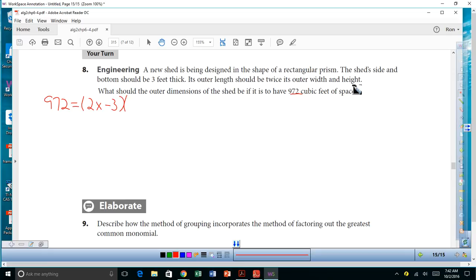And let's see, the shed side and bottom. Remember, volume is length times width times height. So we're going to have, and it said its length should be twice its outer width and height, so that's the 2x minus 3. And then we've got x minus 6 and x minus 3.